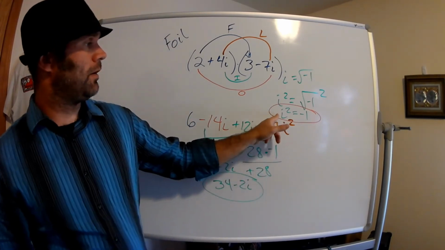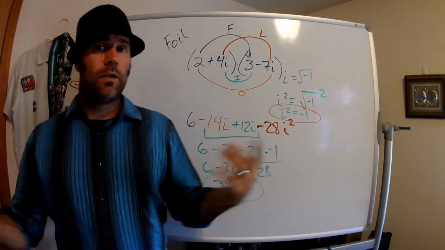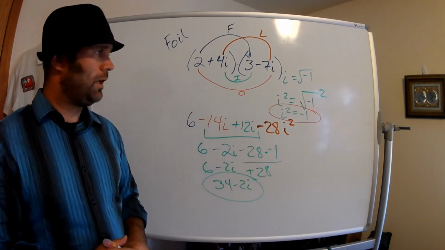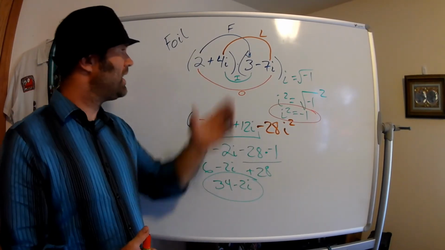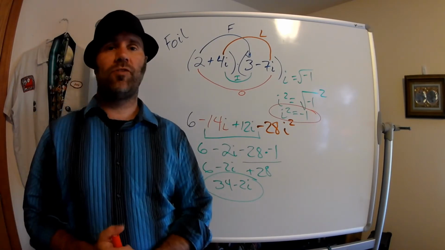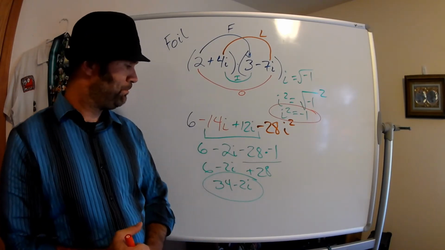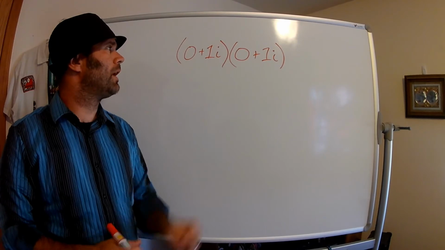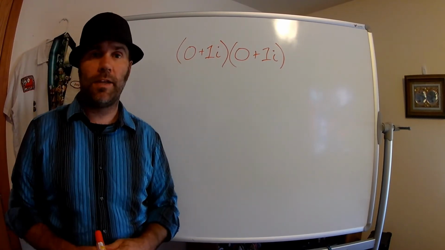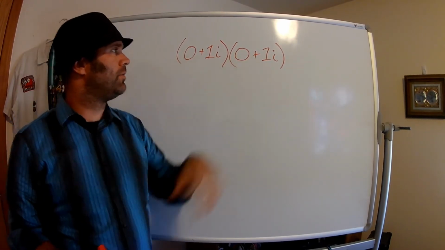We prove it right here. I times I, two imaginary numbers, equals a real number. So in this case, it equaled an imaginary number. Okay. So we've got two imaginary numbers. These are definitely imaginary. This is I times I.